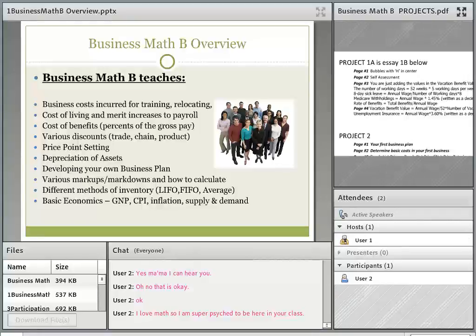And last but not least, in your very last week of class, you will go over some basic foundations in economics. Gross national product, consumer price index, inflation and deflation, supply and demand. That will all be right before your final exam and for your project 6.